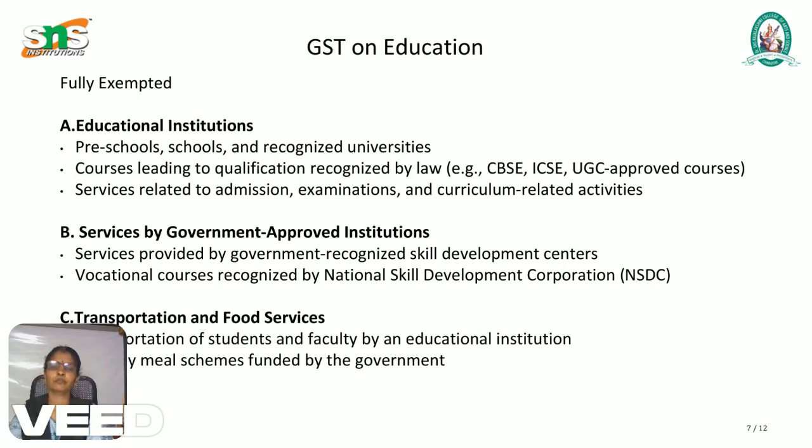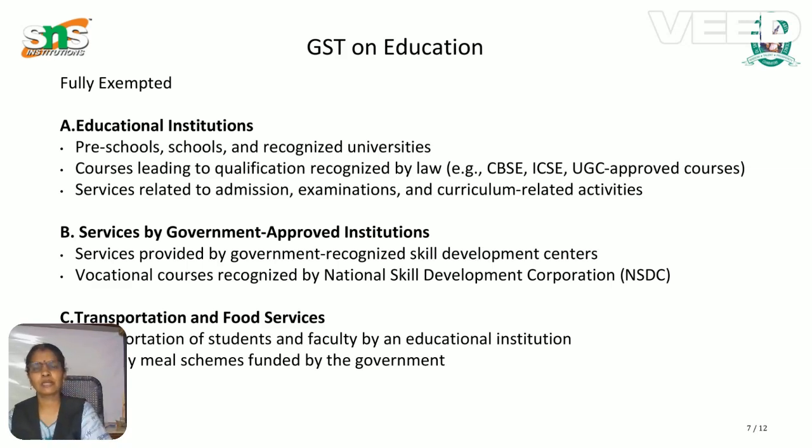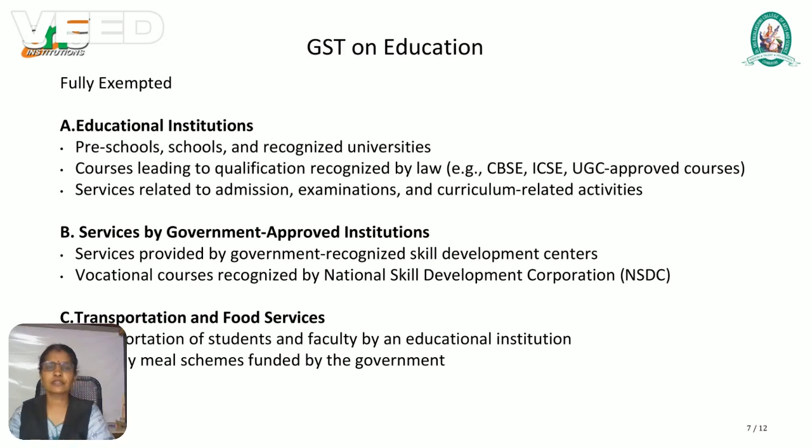Next, we move to collecting GST on education. Under this concept, GST is fully exempted for educational institutions. We categorize it in three ways. The first one is educational institutions. Under this, preschool, school, and recognized university are fully exempted. Courses leading to qualifications recognized by law, and services related to admission, examination, and curriculum also get relaxation.